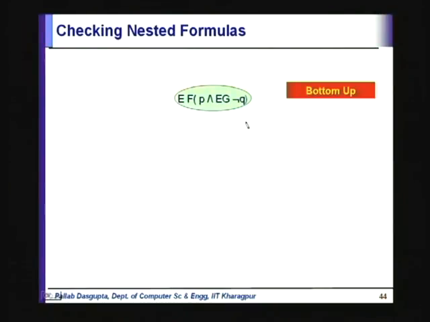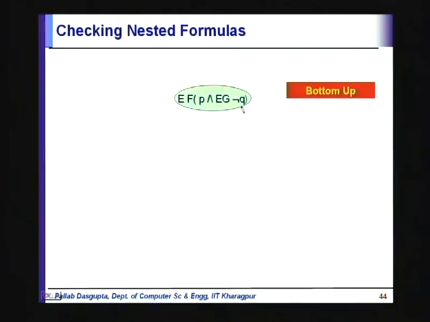Now for CTL it is very simple. What we do is we start with the innermost properties, find out the state sets satisfying those properties and then use those state sets in computing the set of states satisfying the outer property. So it is not like we start from the initial state and try to do this. We basically start from the set of states which satisfies the innermost property and then work backwards to find all states satisfying the given property.